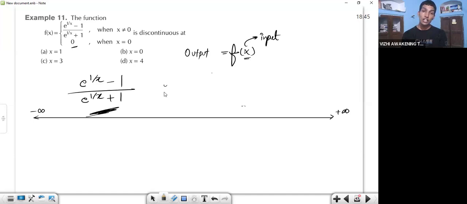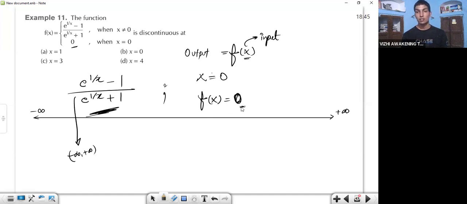but only when we are putting x equals 0, we are having a different function, and that particular function will be 0. It is as simple as that. So we can input any value of x from -infinity to +infinity. But when it comes to x equals 0, we have a different form of function. So is this point clear to everyone?